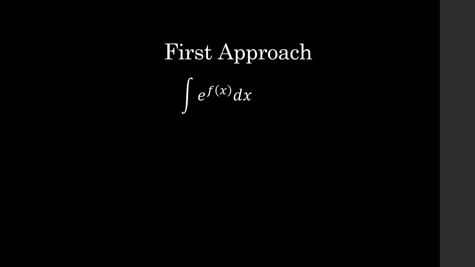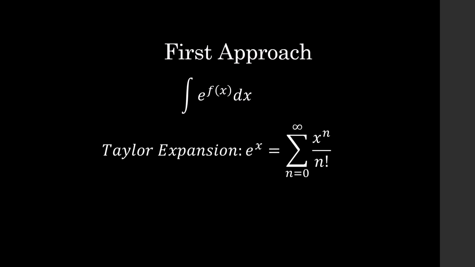Let's take a first approach to this. Let's say we have this exponential function. Perhaps we take the Taylor expansion. The Taylor expansion of an exponential function, e to x, is given by the infinite sum as n ranges from 0 to infinity, x to the n over n factorial.